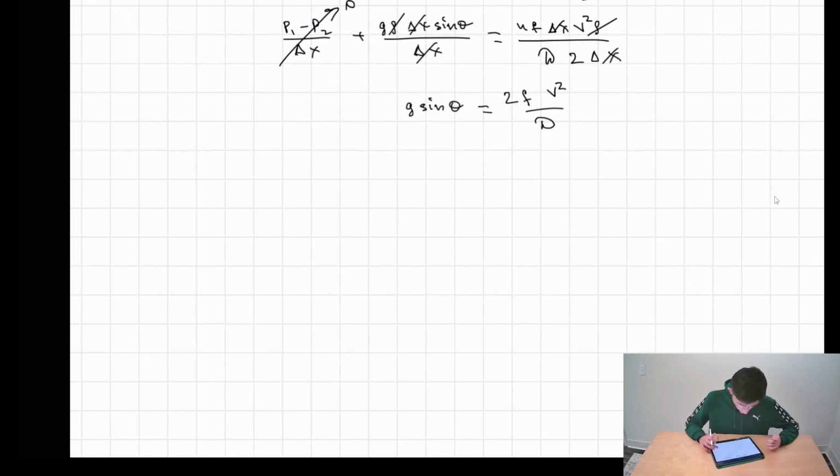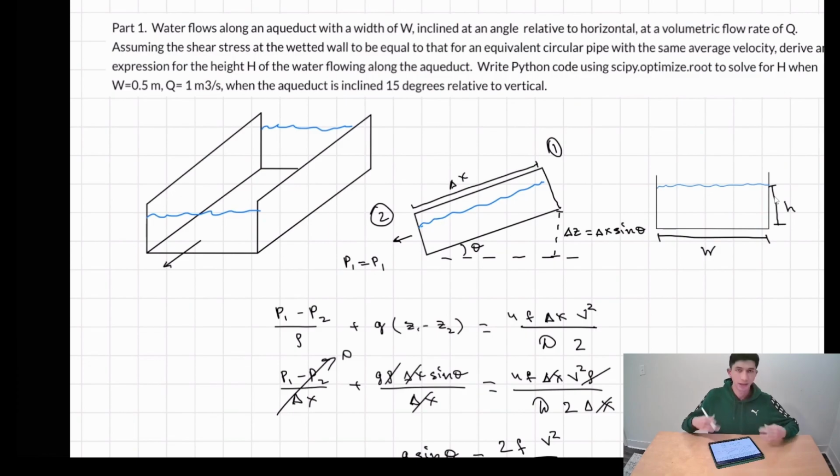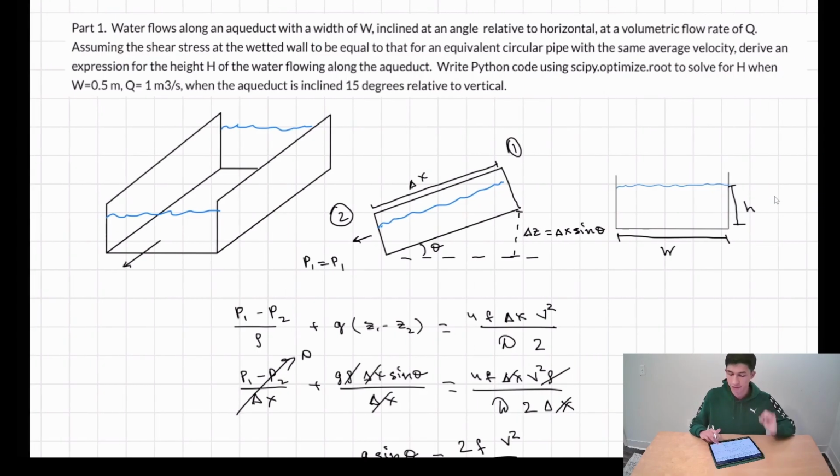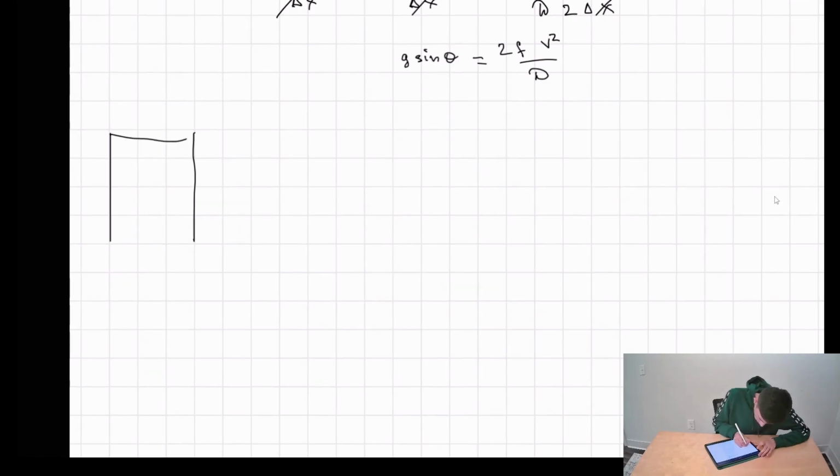So what we can do now is, here in the problem, we are given the most important assumption. We're assuming the shear stress at the wetted wall to be equal to that for an equivalent circular pipe with the same average velocity. So let's draw a circular pipe with the fluid inside.